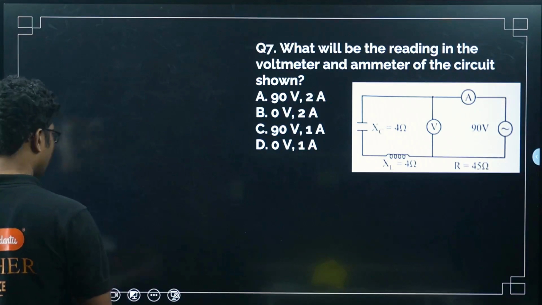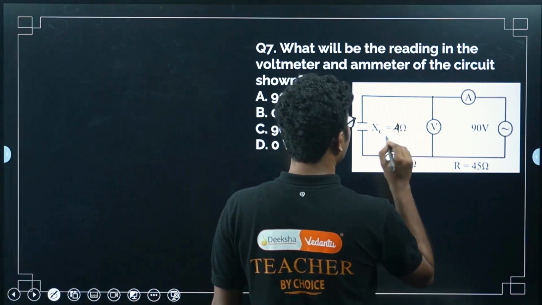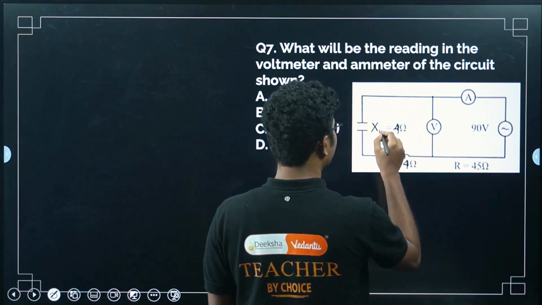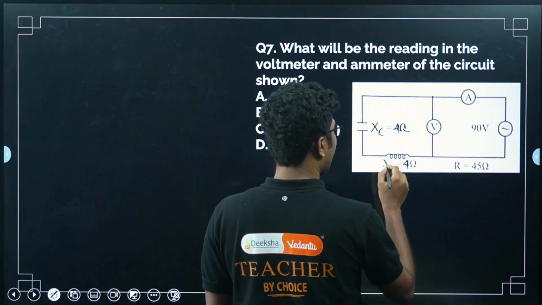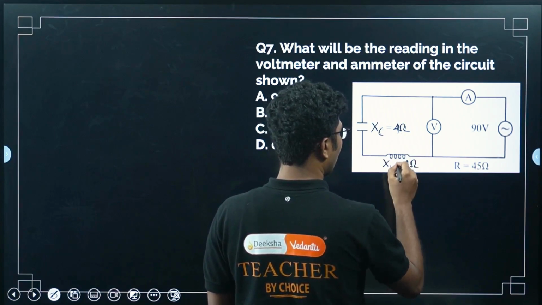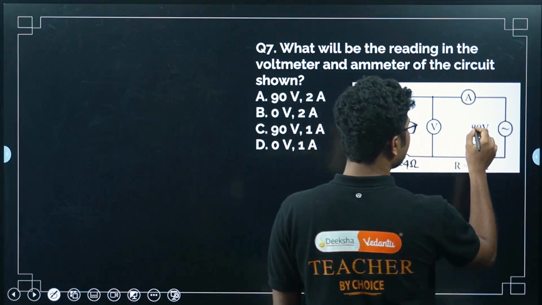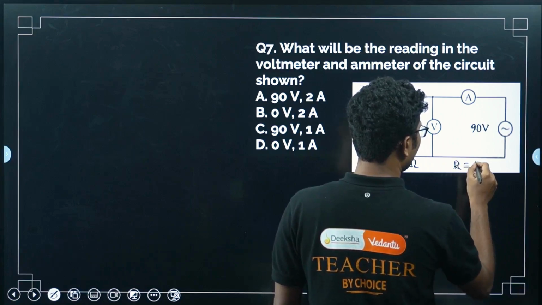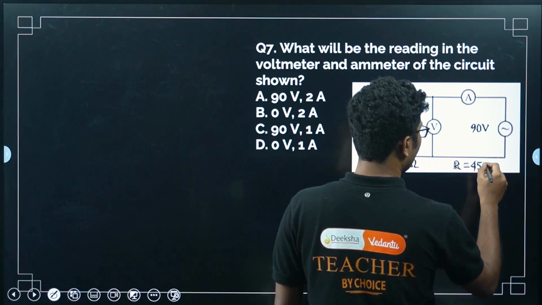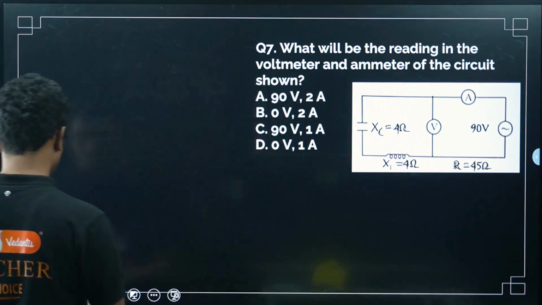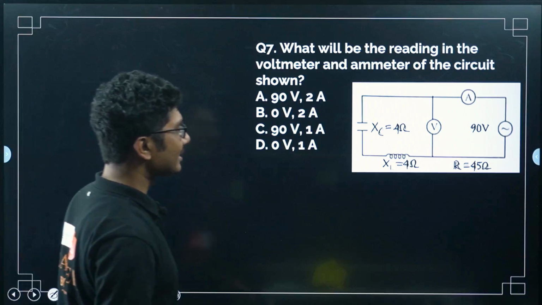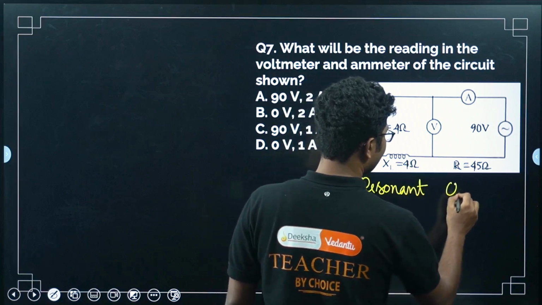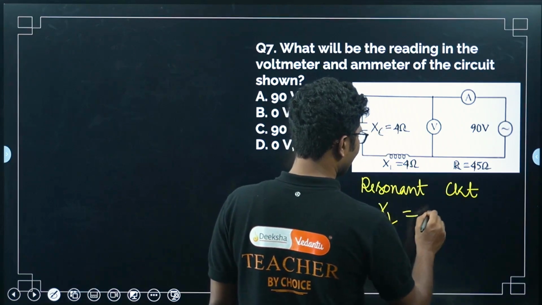Now let me rewrite this figure so that you are not confused. What will be the readings in the voltmeter and the ammeter? XC is given 4 ohm, XL is given 4 ohm. Now tell me what type of circuit it is. If both XC equals XL, what is the circuit? The resistance is 45 ohm. XL equals XC means it's a resonant circuit. Why? Because XL equals XC, right?